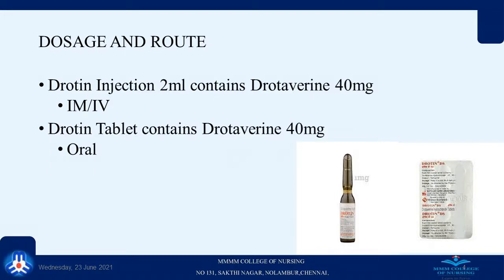Let's see the dosage and route. So Drotin is available in injection form as well as in tablet form. Drotin injection is available in a 2 ml vial. The 2 ml Drotin injection contains drotaverine 40 mg. The injection can be given by intramuscular or intravenous route.